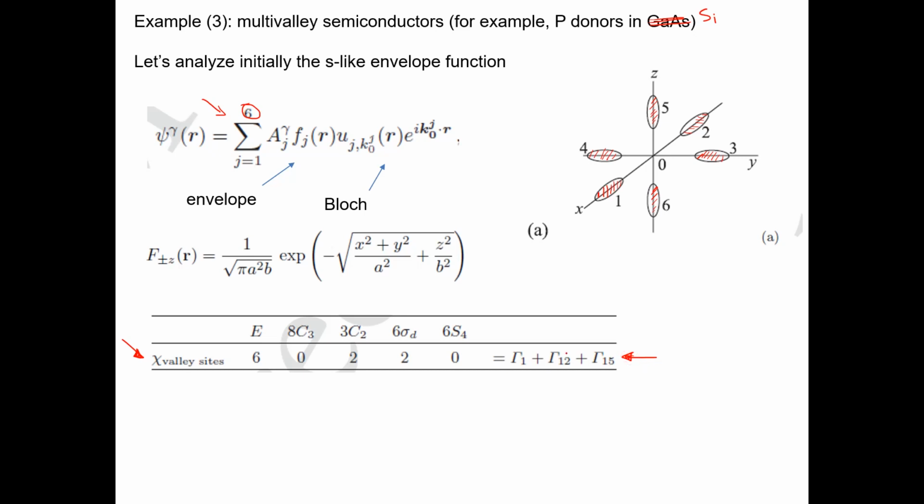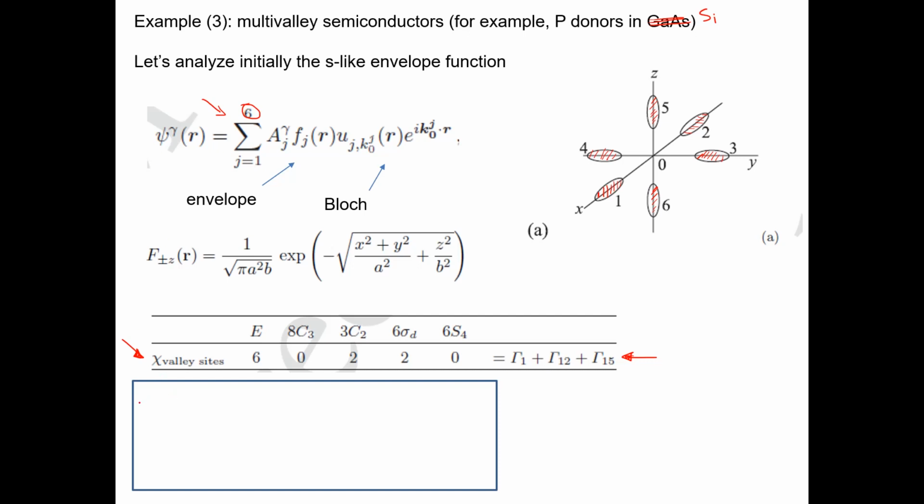Okay, so that's telling me precisely how the levels, the S levels, are going to split, because the symmetry of a particular level is actually going to be the direct product between an envelope part and this valley site representation.